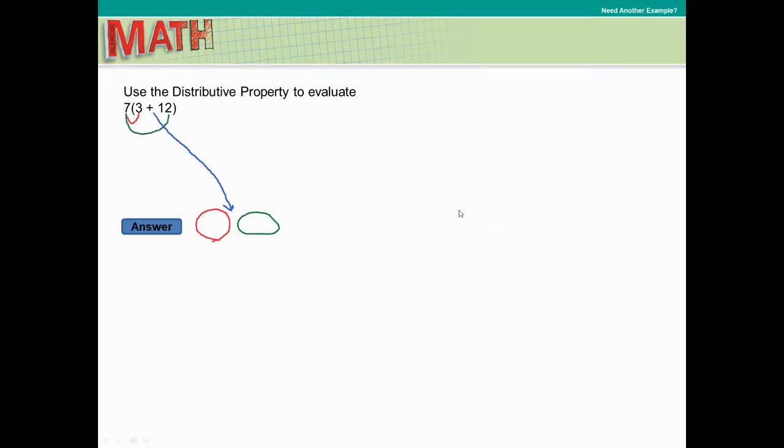Okay, you've unpaused, you're back, and you can see that 7 times 3 plus 7 times 12 equals 105. 21 plus 84 equals 105. So that's the way that would be done. I put the blue line in there to make sure you understand. If that's an addition, then there's got to be addition down here.